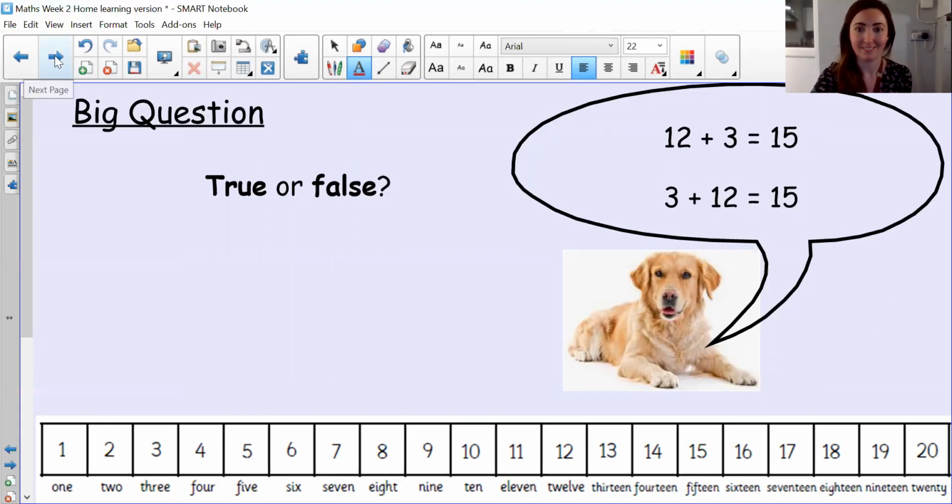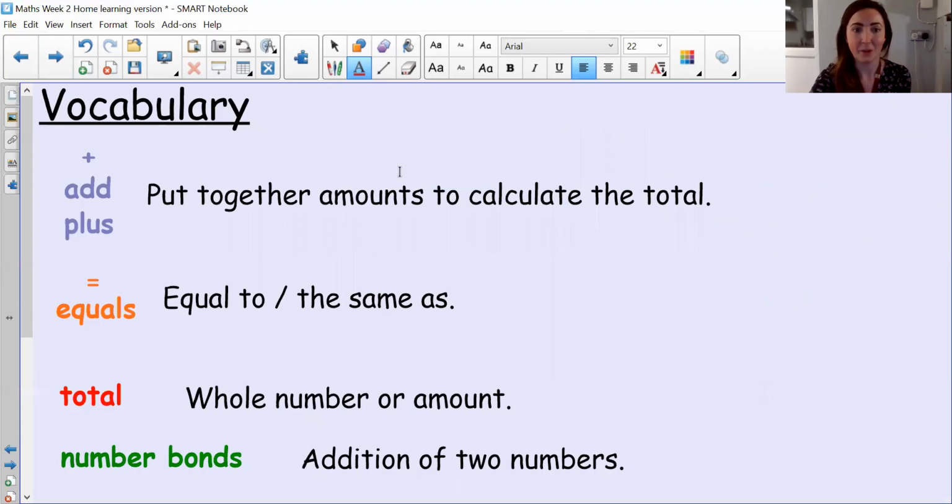So here's today's vocabulary. So add or plus means put together amounts to calculate the total. Equals means equal to or the same as. Total means the whole number or amount. And number bonds means the addition of two numbers.